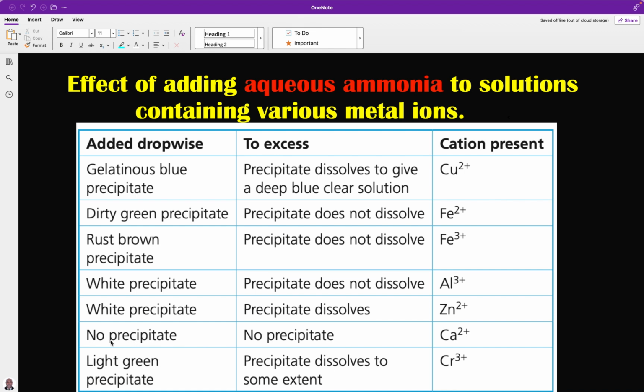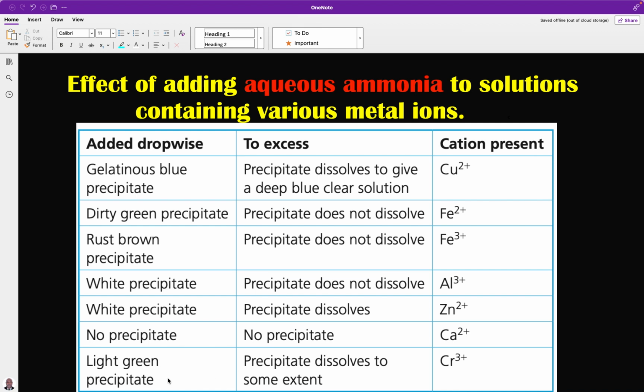Again, if we take another unknown salt solution, we add aqueous ammonia to it, and no precipitate is formed. Then we proceeded in adding the aqueous ammonia to excess. No precipitate is formed again, that is, no reaction. Then our conclusion is that calcium ion is present.